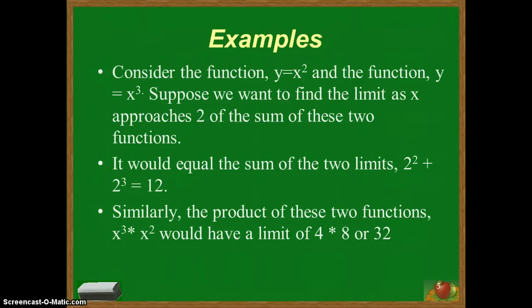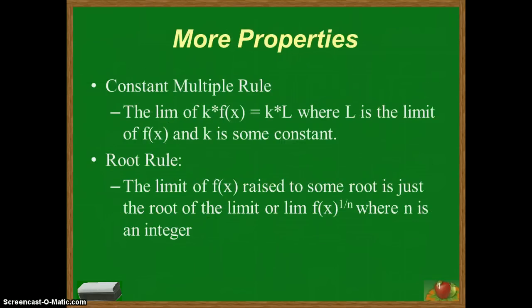Not too bad. Some more properties. The constant multiple rule. The limit of k times f of x is simply k times the limit of f of x. K would be some constant. So in that case, let's say the limit of 5 times x cubed as x approaches 2 would be, well, when 2 goes into x cubed, that would be 8, and 5 times 8 would be 40.